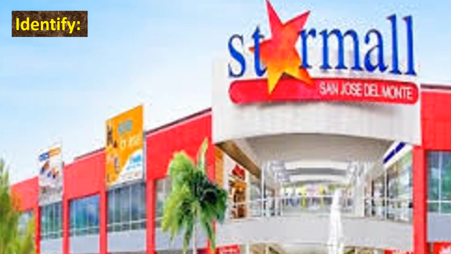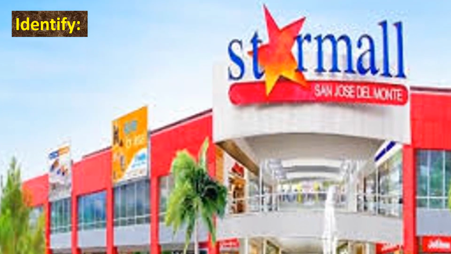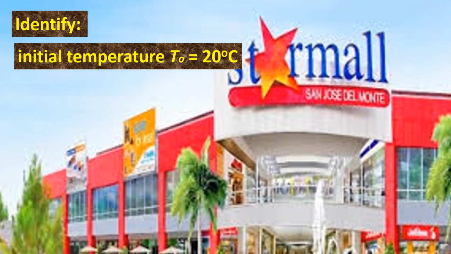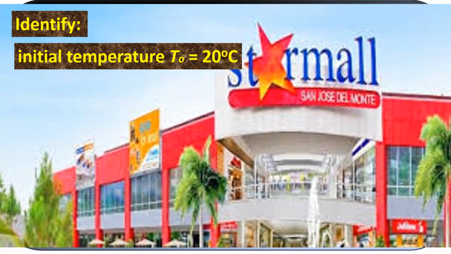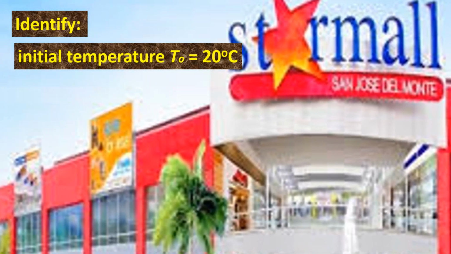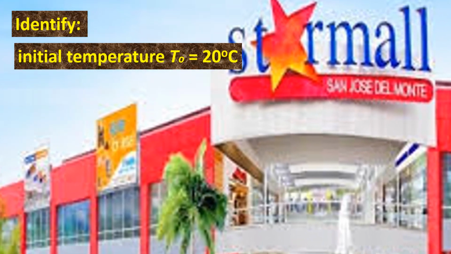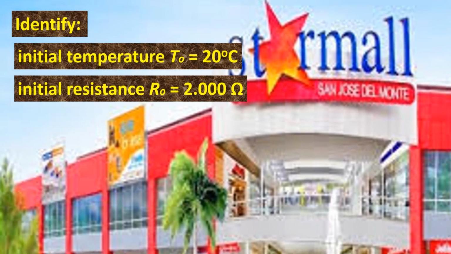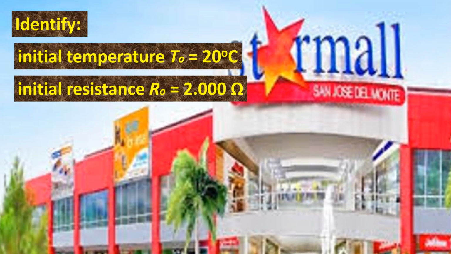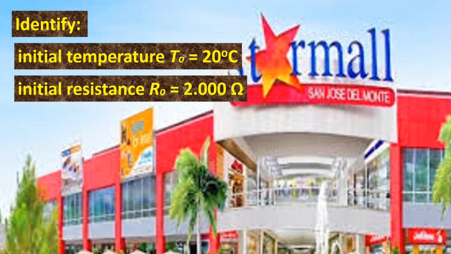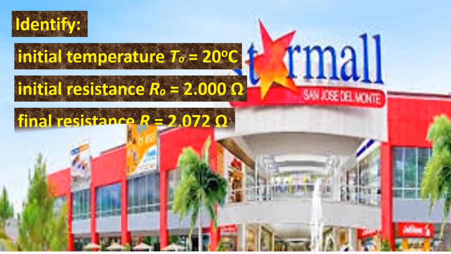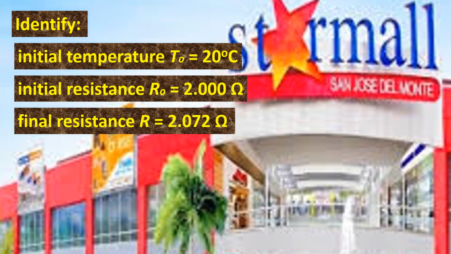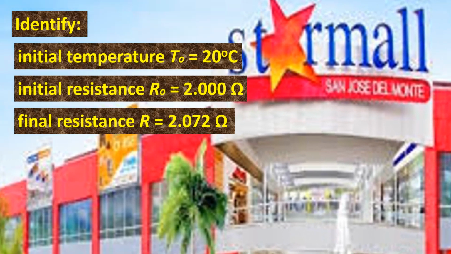And these are the other data given in the problem. We have the initial temperature denoted by capital T sub naught equal to 20 degrees Celsius. We also have the initial resistance capital R naught equal to 2.000 ohms. And then we have the final resistance capital R equal to 2.072 ohms.